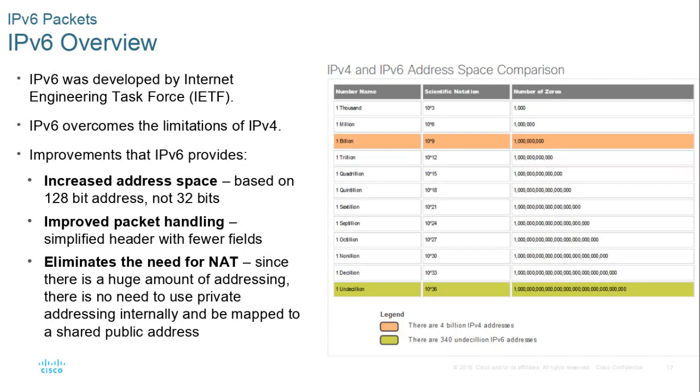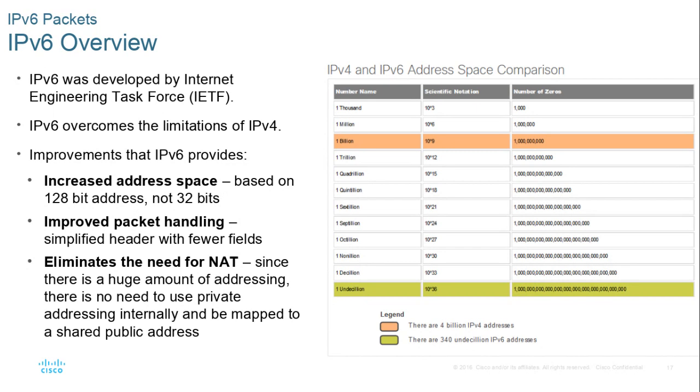It went from 4 to 6. There was a test version. It used up number 5, and the version we actually put in production was IP version 6. So the big improvement is 128 bits instead of 32 bits. So that sounds like it's 4 times bigger. It's actually like 1 trillion times bigger.